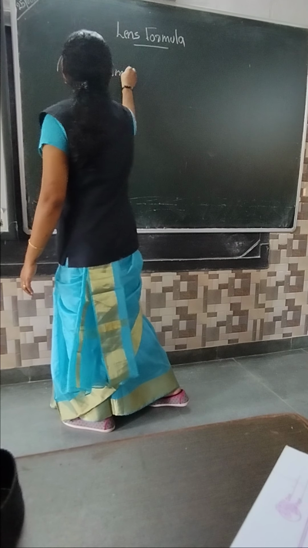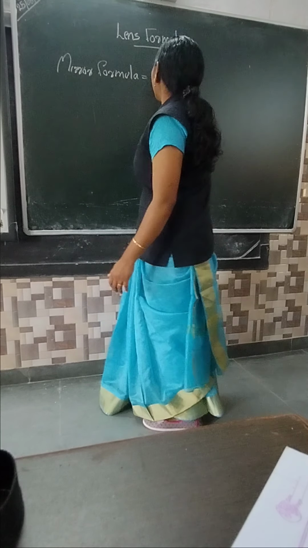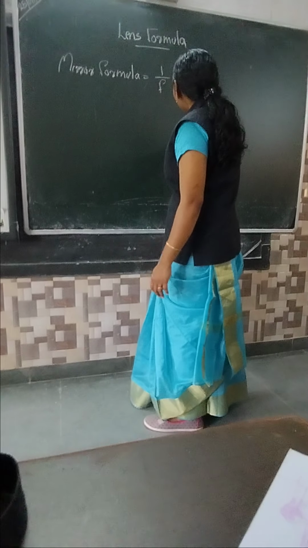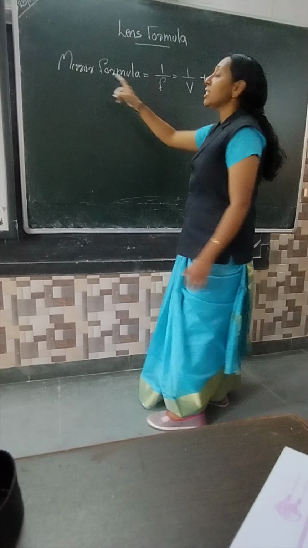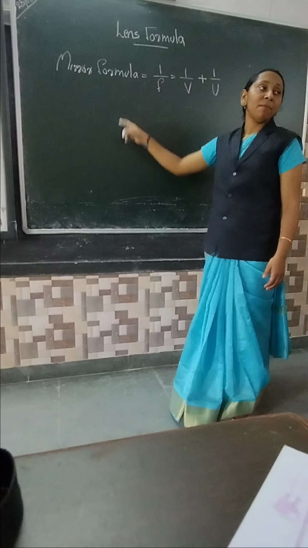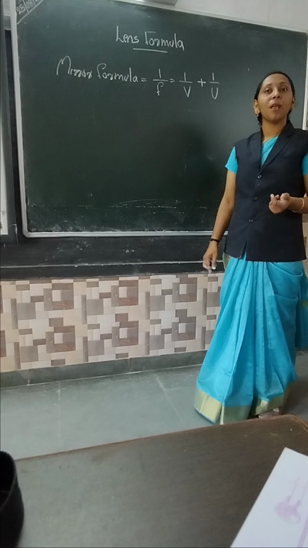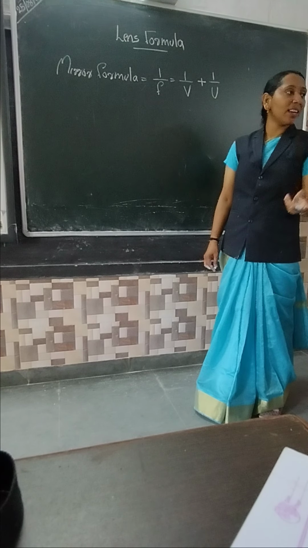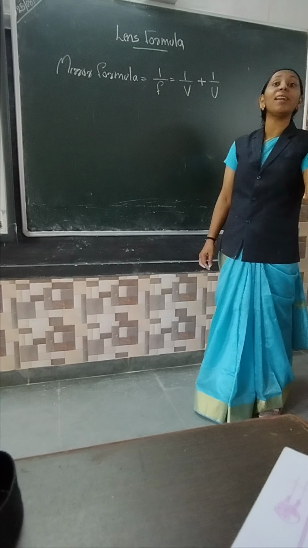Can anyone remember what the mirror formula is? 1 by f equal to 1 by v plus 1 by u. That is the mirror formula. What are the two different types of mirrors? Plane mirror and spherical mirrors. Spherical mirrors are of two types, concave and convex. That is your ninth light chapter.